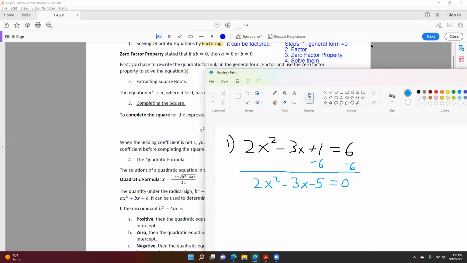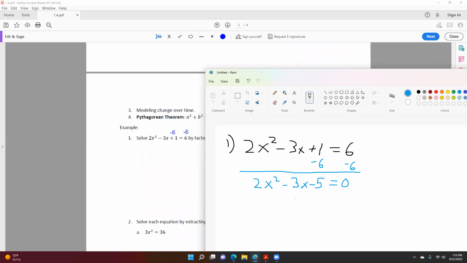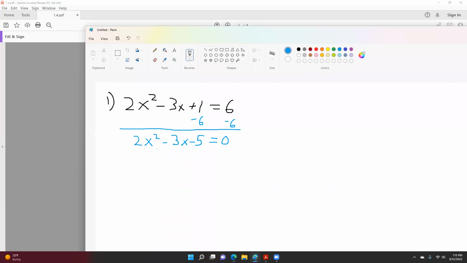Second step, you have to factor this. This is a trinomial factoring. In order for us to factor this, since you have a leading coefficient of 2, we have to do the AC method.